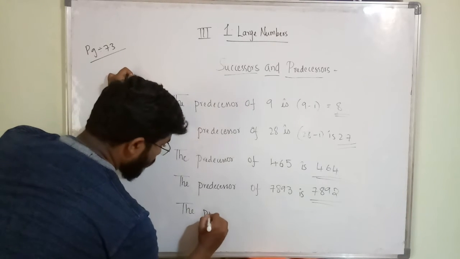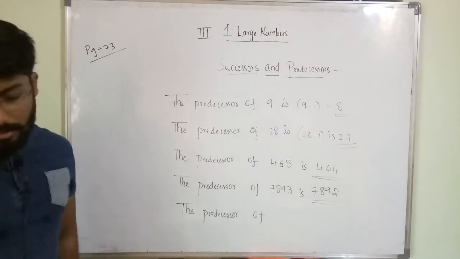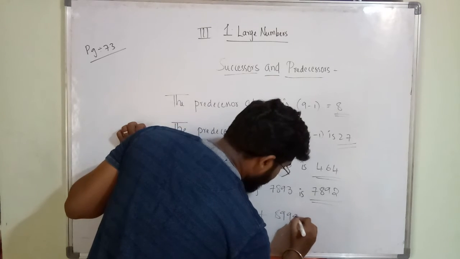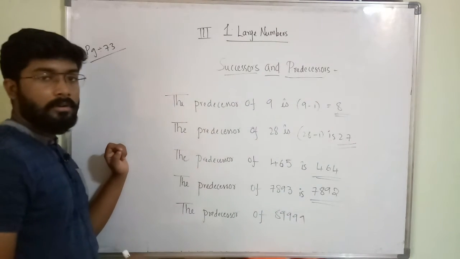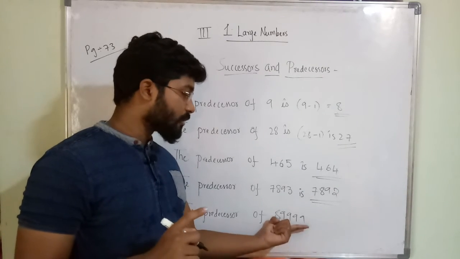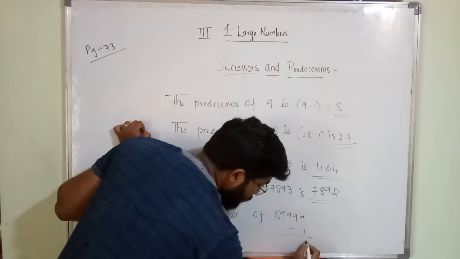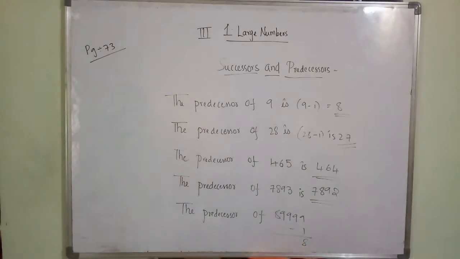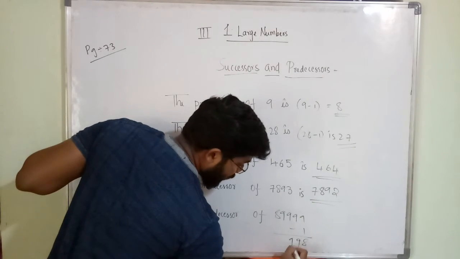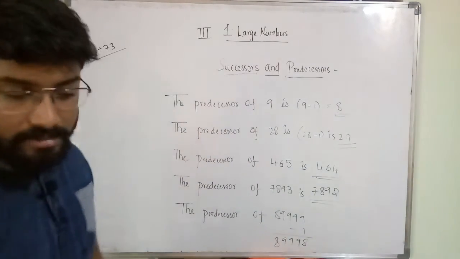The predecessor of 89,999. So this is a big number, no? If you know the predecessor, write it directly. What is the predecessor? The number which you get before this number. So how to get that number? You have to do minus 1. 9 minus 1 is 8. Okay? So 9 minus 1 how much? 8. Here 9, 9, 9, 8. 89,998 is the predecessor.